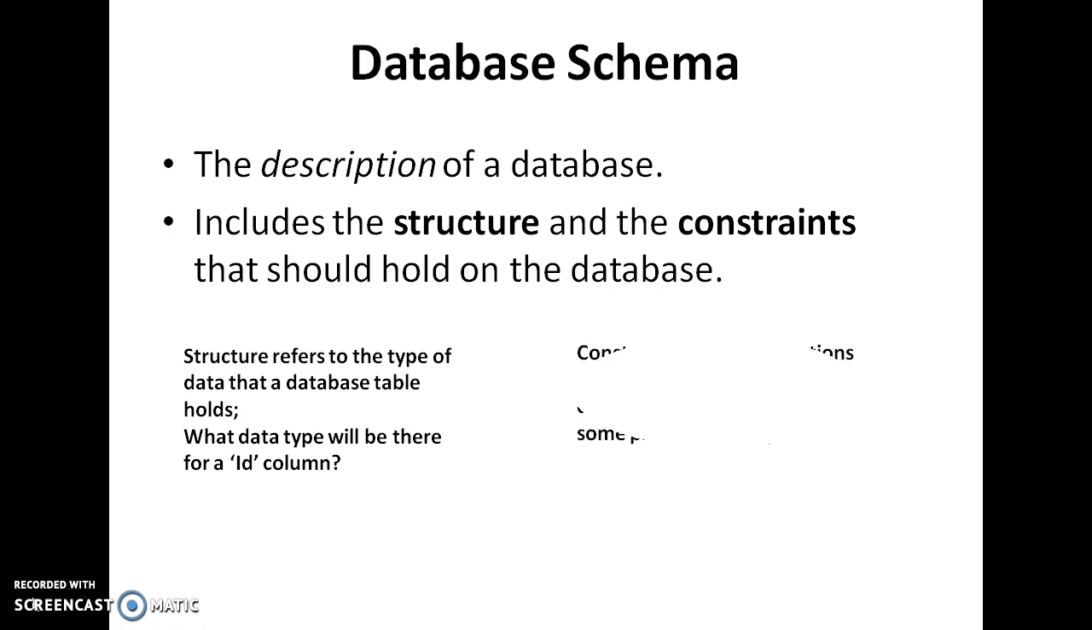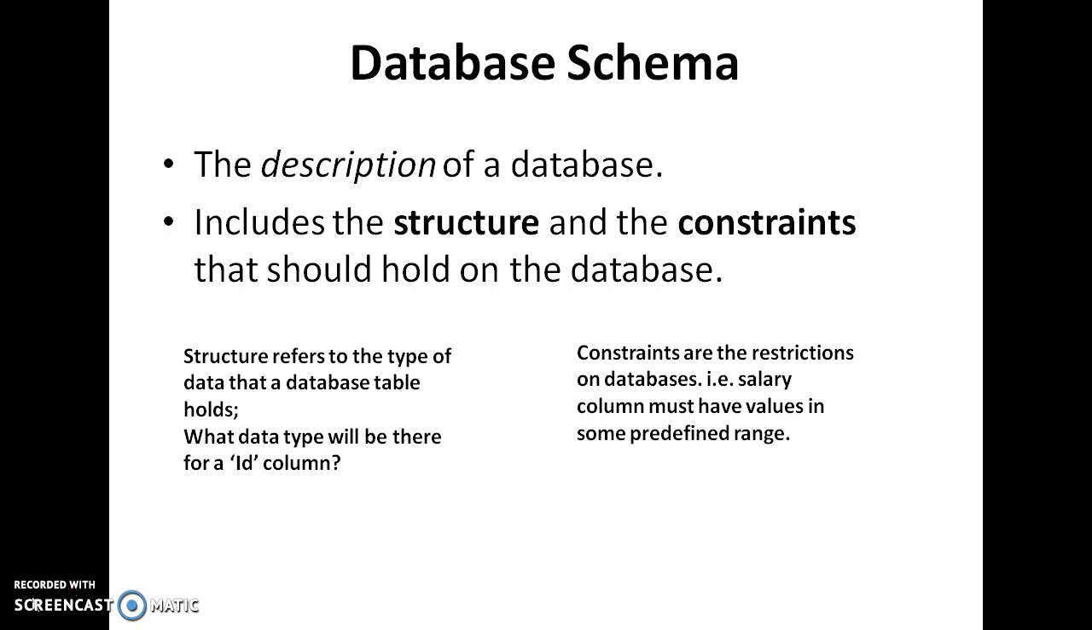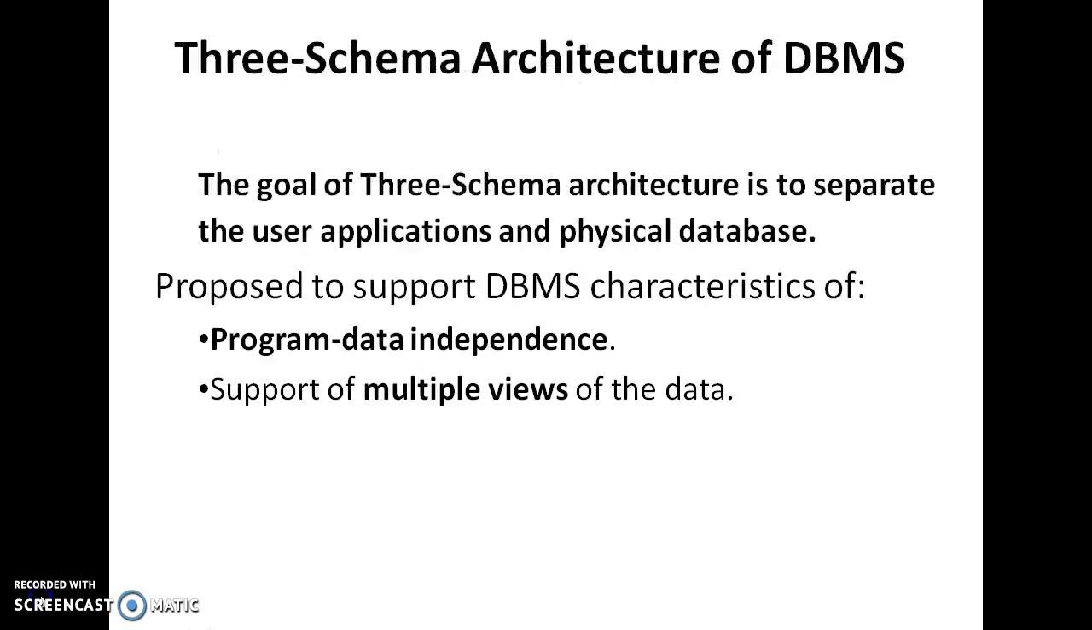Constraints are the restrictions on database tables. For example, the age column cannot accept any value less than 18 years. Similarly, the salary column must have values in some predefined range. So, schema is a mix of both the structure and the constraints.